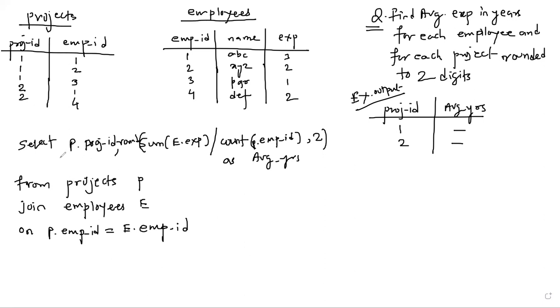And we need to group them, right? Because we are grouping them with respect to project ID. So here we will group by the project ID, so P dot project ID. So this is it. What we are doing is just finding the average of this and rounding it to 2 digits as mentioned in the problem statement. Once we run this query, we will get this as output, project ID as well as the average years.